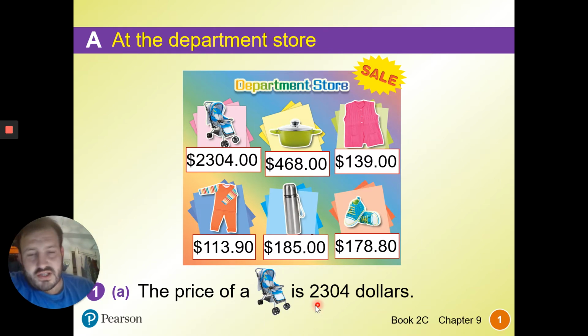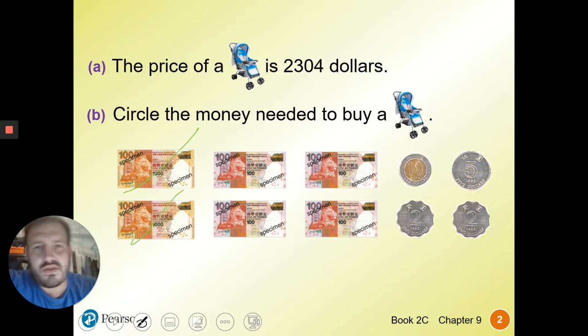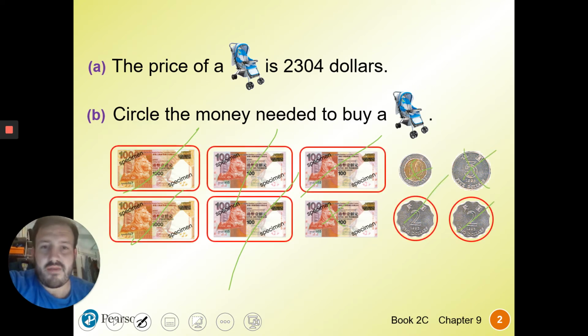So what is the price of this trolley? You should remember from P1 that if we don't have anything in cents, we just say it's dollars. It's $2,304. So how much money do I need to buy it? Well, I've got 2,000, 1, 2. Let's use green. 1,000, 2,000. I need the 300, 1, 2, 3. And then I need $4. So it's not that one, not that one, not that one. It's those two. Let's check our answer.